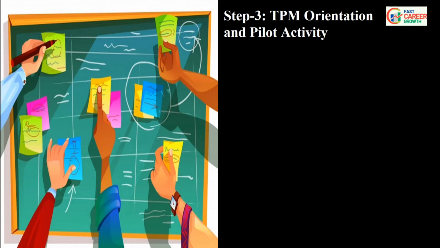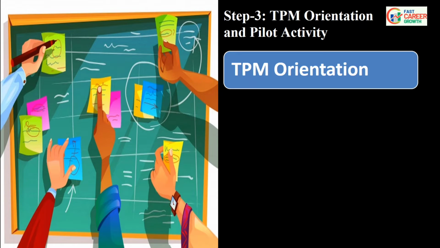The term TPM orientation and pilot activity refers to two important aspects of implementing TPM in an organization. TPM orientation. This refers to the initial phase of TPM implementation where employees, especially those involved in maintenance and production, receive training and education about the TPM principles and concepts. It is crucial to ensure that everyone understands the goals, methods, and benefits of TPM.